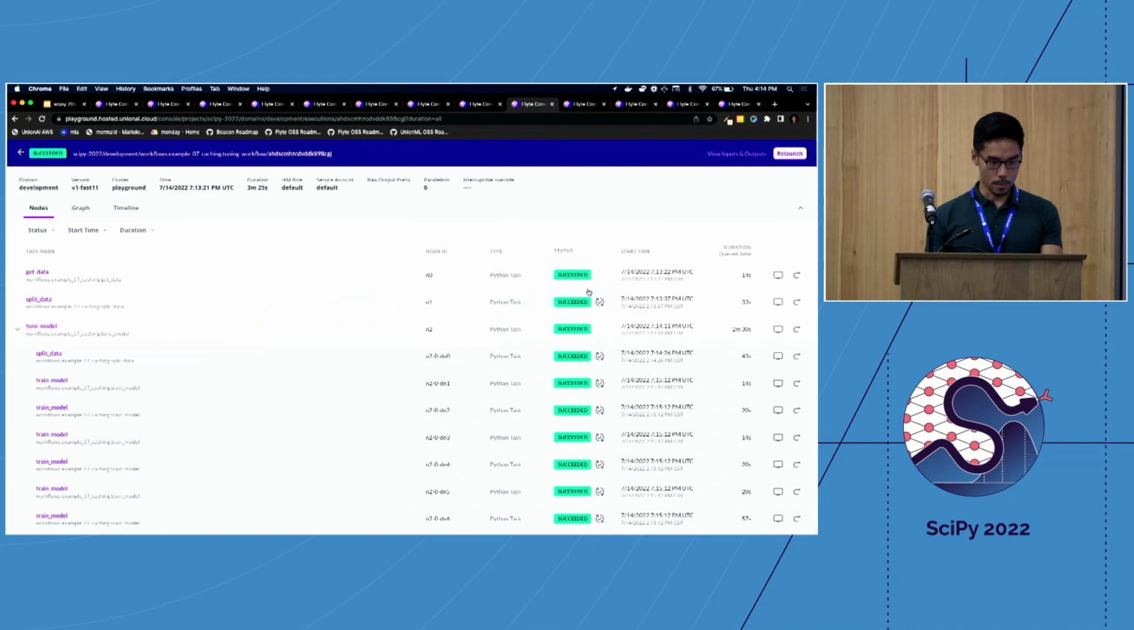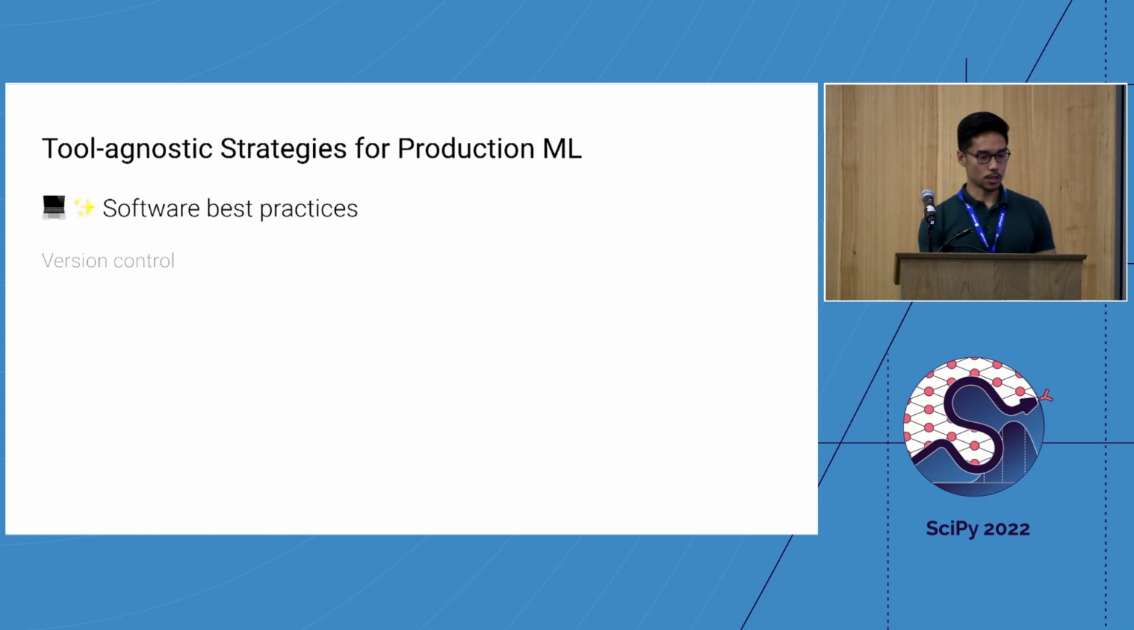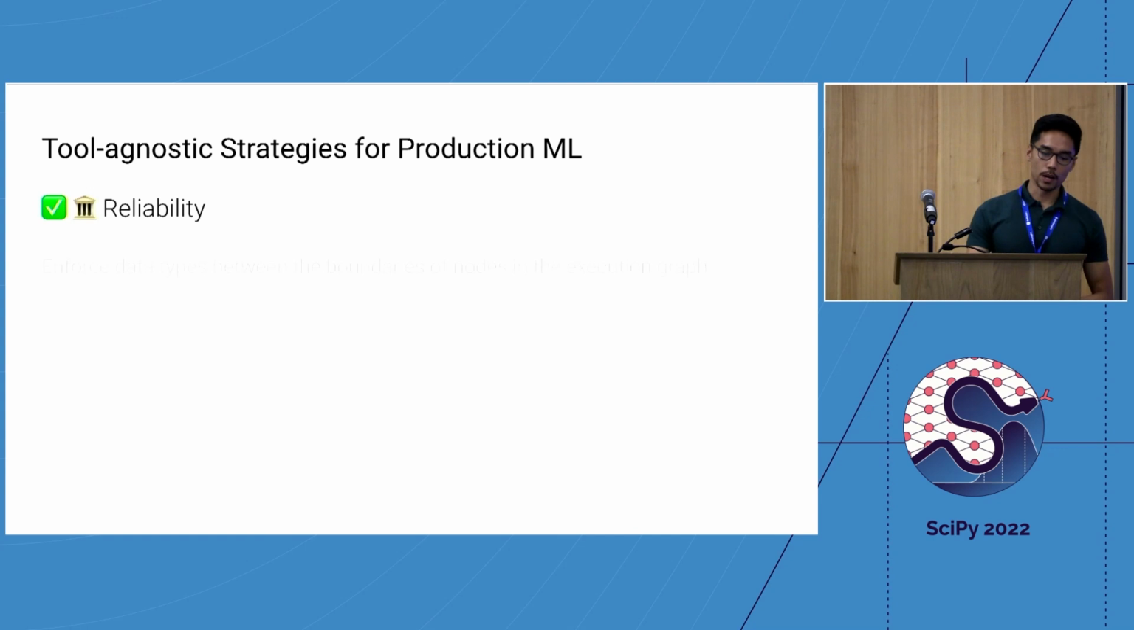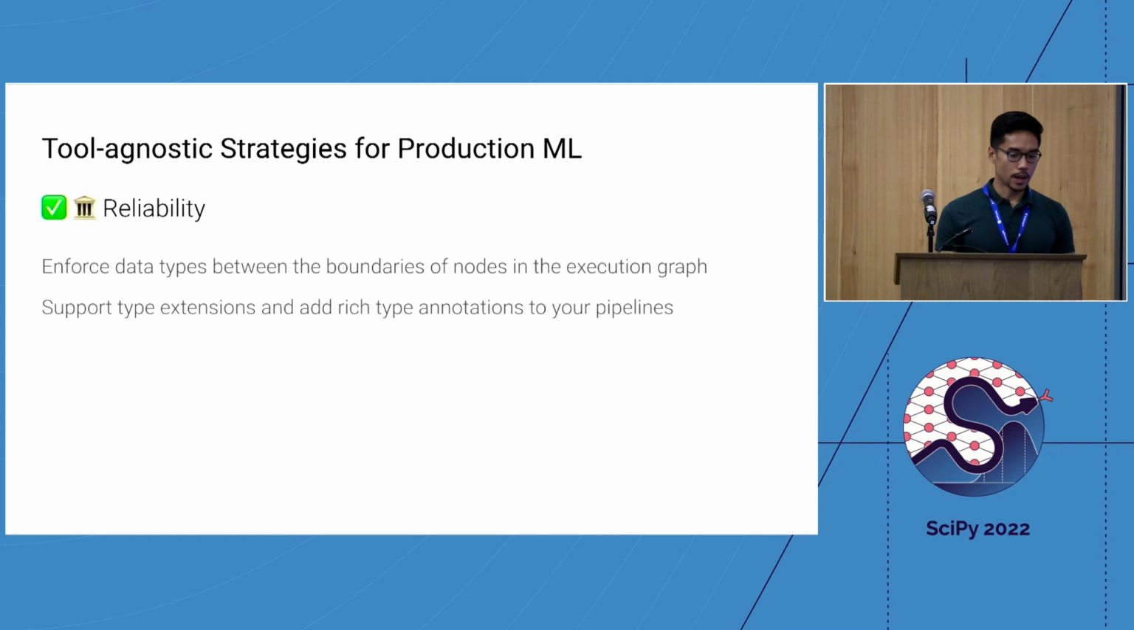So I'm going to go back into my presentation, and I wanted to pull out some tool agnostic strategies for production machine learning. We know software best practices. I just wanted to list them out here so I'm not leaving them out: things like version control, testing, continuous integration. But when it comes to reliability, you want a system that enforces data types between the boundaries of your execution graph. You also want a way to extend the type system so you can add rich type annotations, things that the Flyte system doesn't ship with.